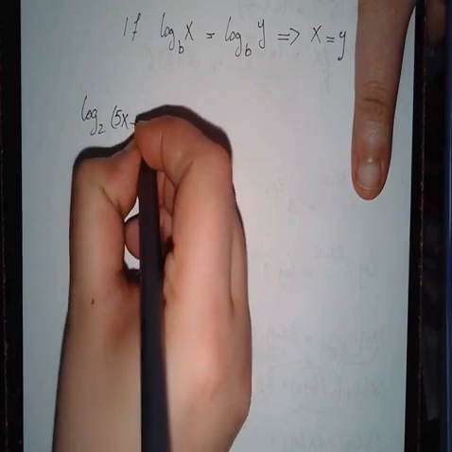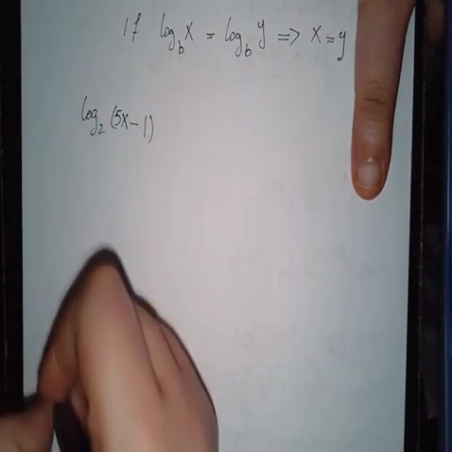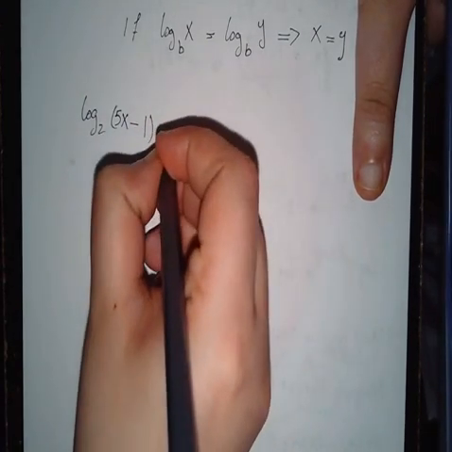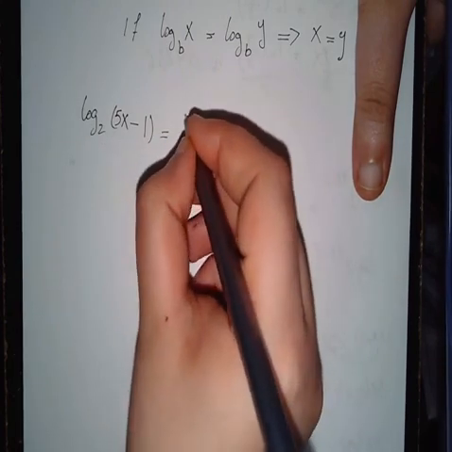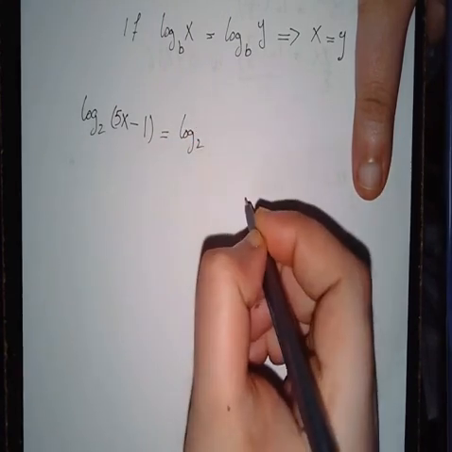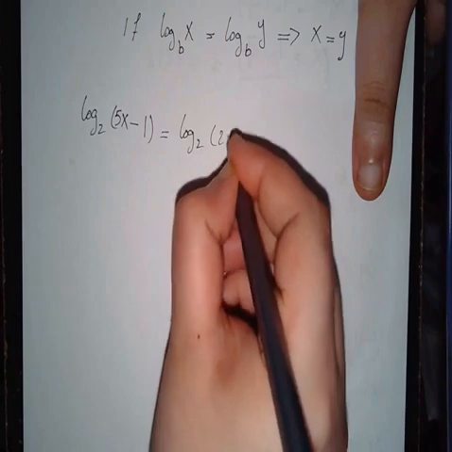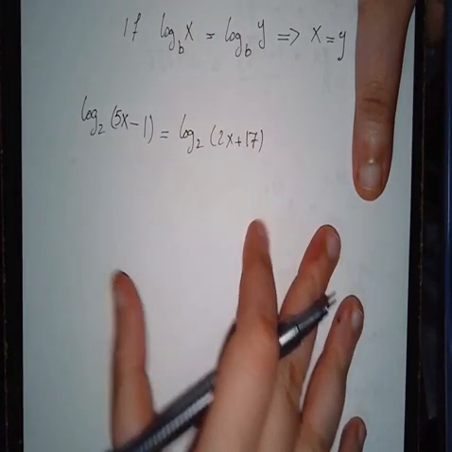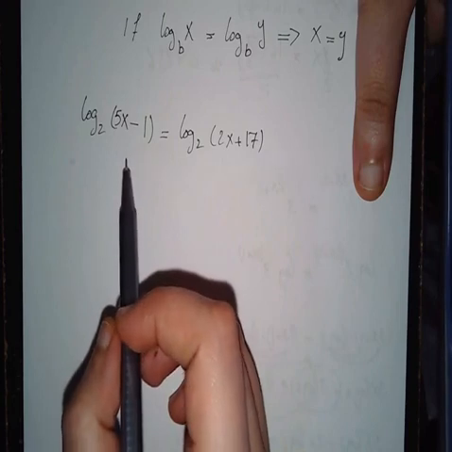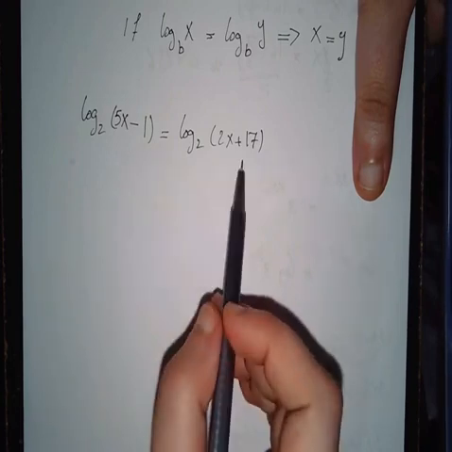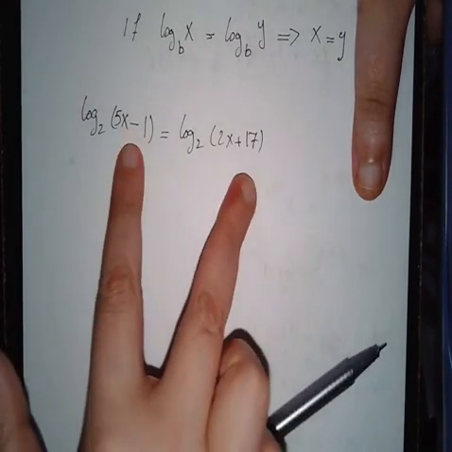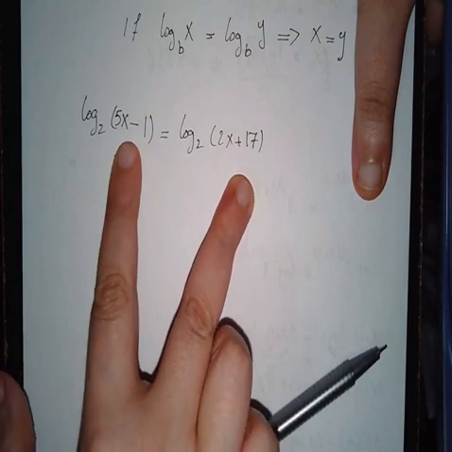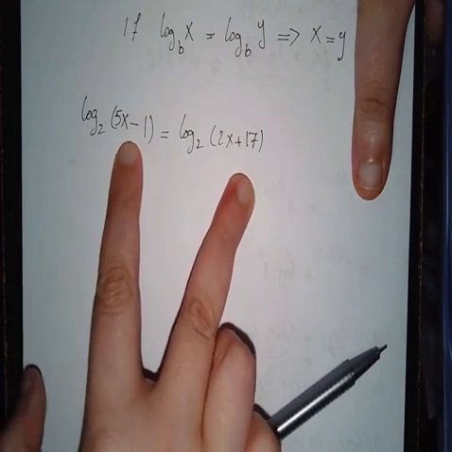So it's log base 2 of 5x minus 1. This is the left side. Equals, here's your right side, log base 2 of 2x plus 17. So 5x minus 1, 2x plus 17, these are the insides of the log. That's why I use parentheses, because I want to include everything.